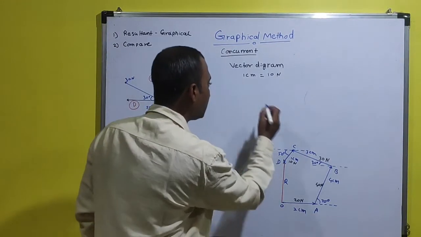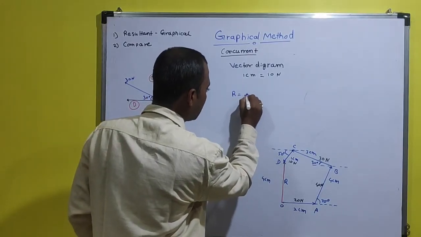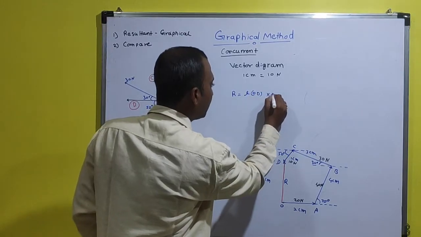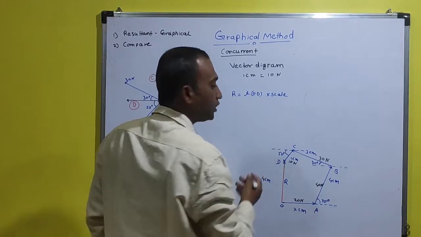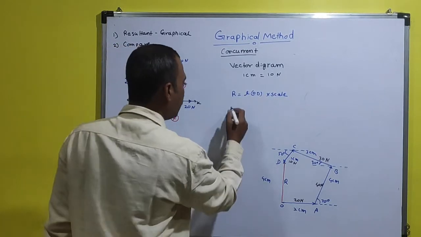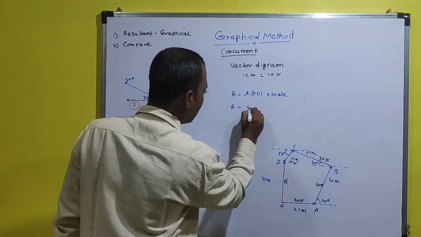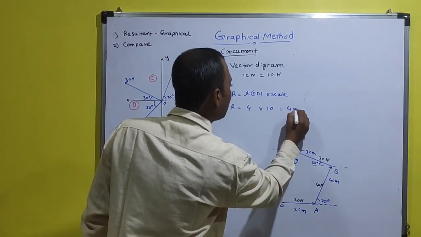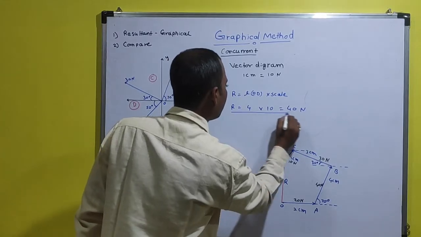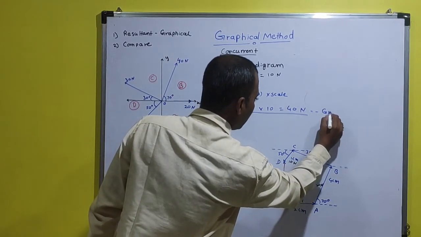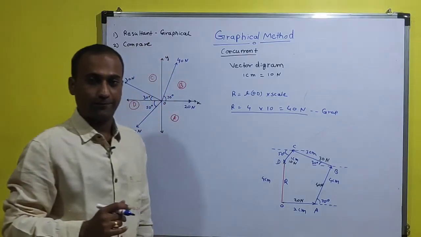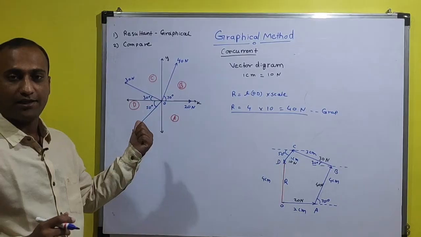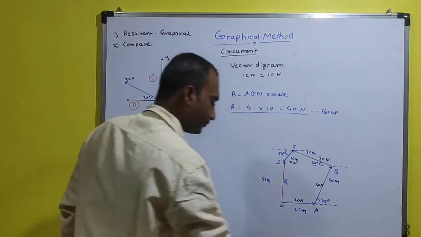So how to calculate the resultant graphically? Resultant is equal to this length OD multiplied by scale. So it will give our resultant value. So we can calculate the resultant. 4 centimeter is our length and scale is 10. So it comes out to be 40 Newton. So this is by graphical method. So this graphical resultant we have to compare with the analytical resultant.